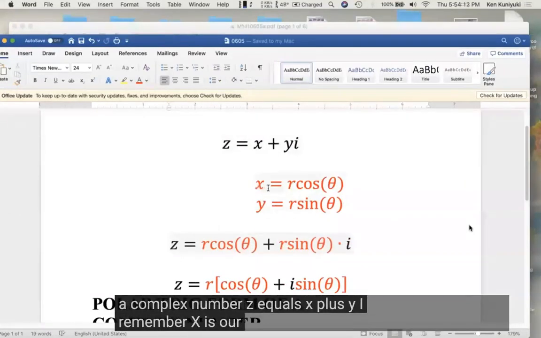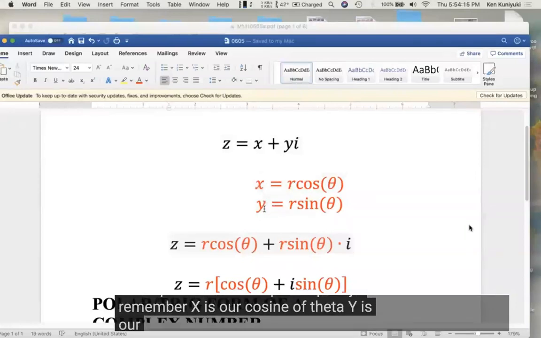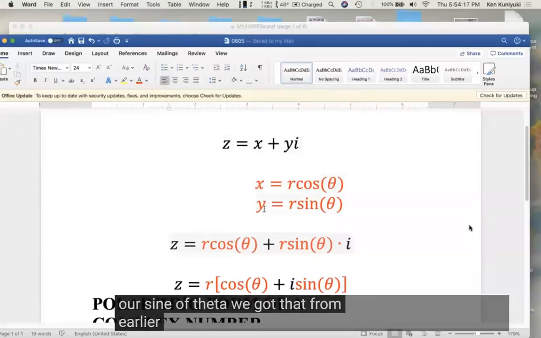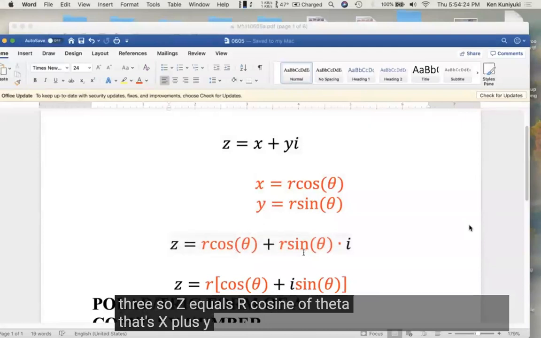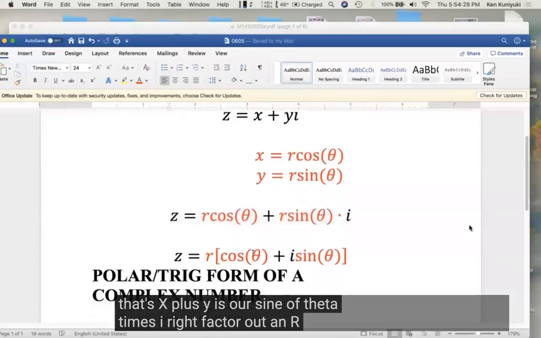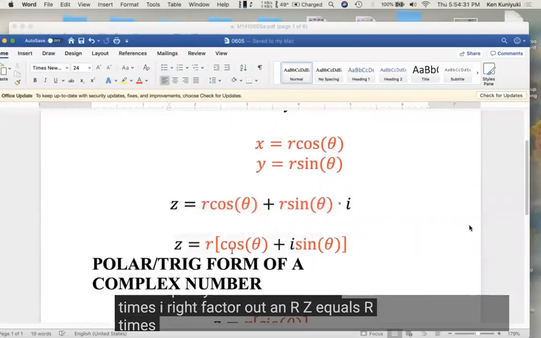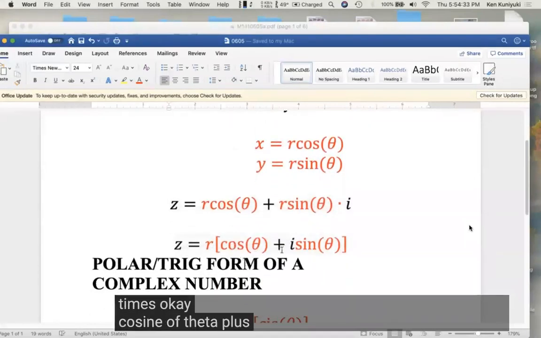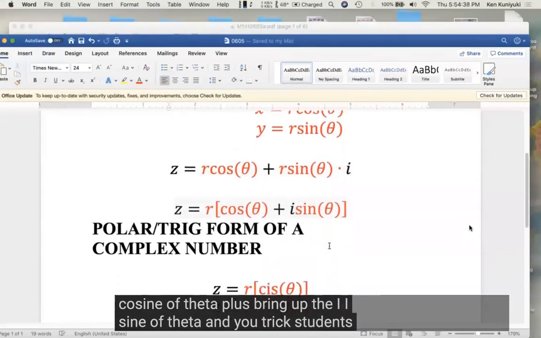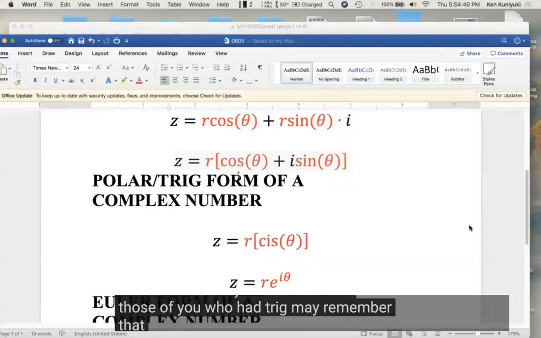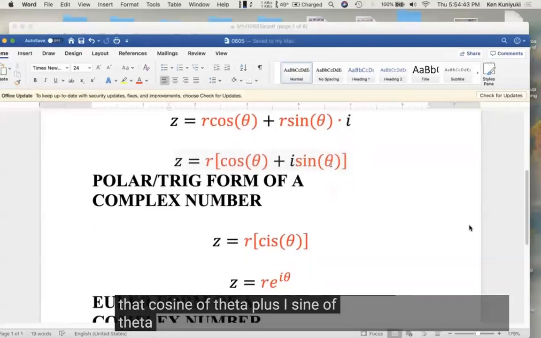Remember, x is our r cosine of theta, y is our r sine of theta. We got that from earlier in chapter 6, in 6.3. So z equals r cosine of theta, that's x, plus y, which is r sine of theta, times i. Factor out an r: z equals r times cosine of theta plus i sine of theta. And those of you who had trig may remember that cosine of theta plus i sine of theta is sometimes abbreviated as CIS of theta.